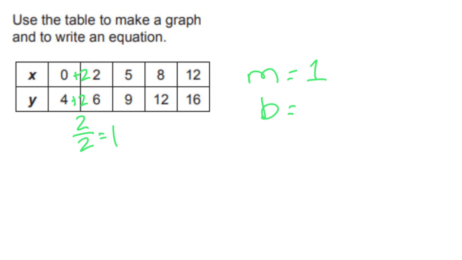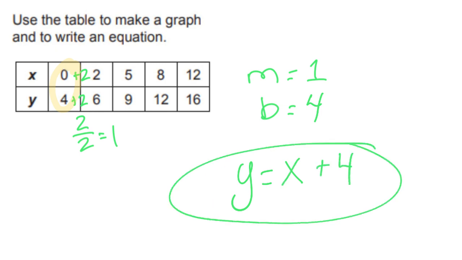Now again, the b value in a table is the point where x is 0. Luckily, this one shows it to me right here, 0, 4. So my b value is 4, and my equation is y equals 1x, or just x plus 4. All right, moving on.